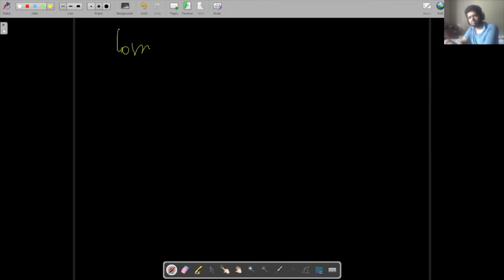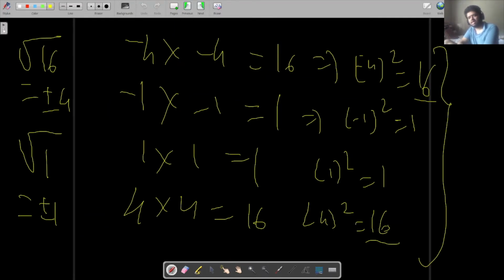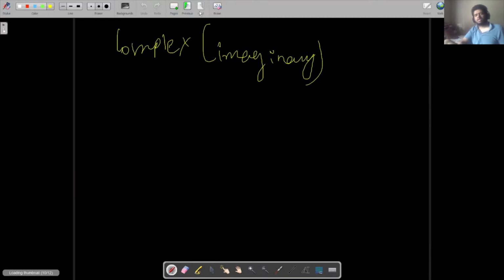What are complex numbers? Complex means imaginary numbers. These are basically such numbers. You already saw that a negative quantity squared is positive, and when a positive quantity is squared, its result is also positive. So if you take the square root, you are always going to get a positive thing inside the square root. So now I am going to define a complex or imaginary number.